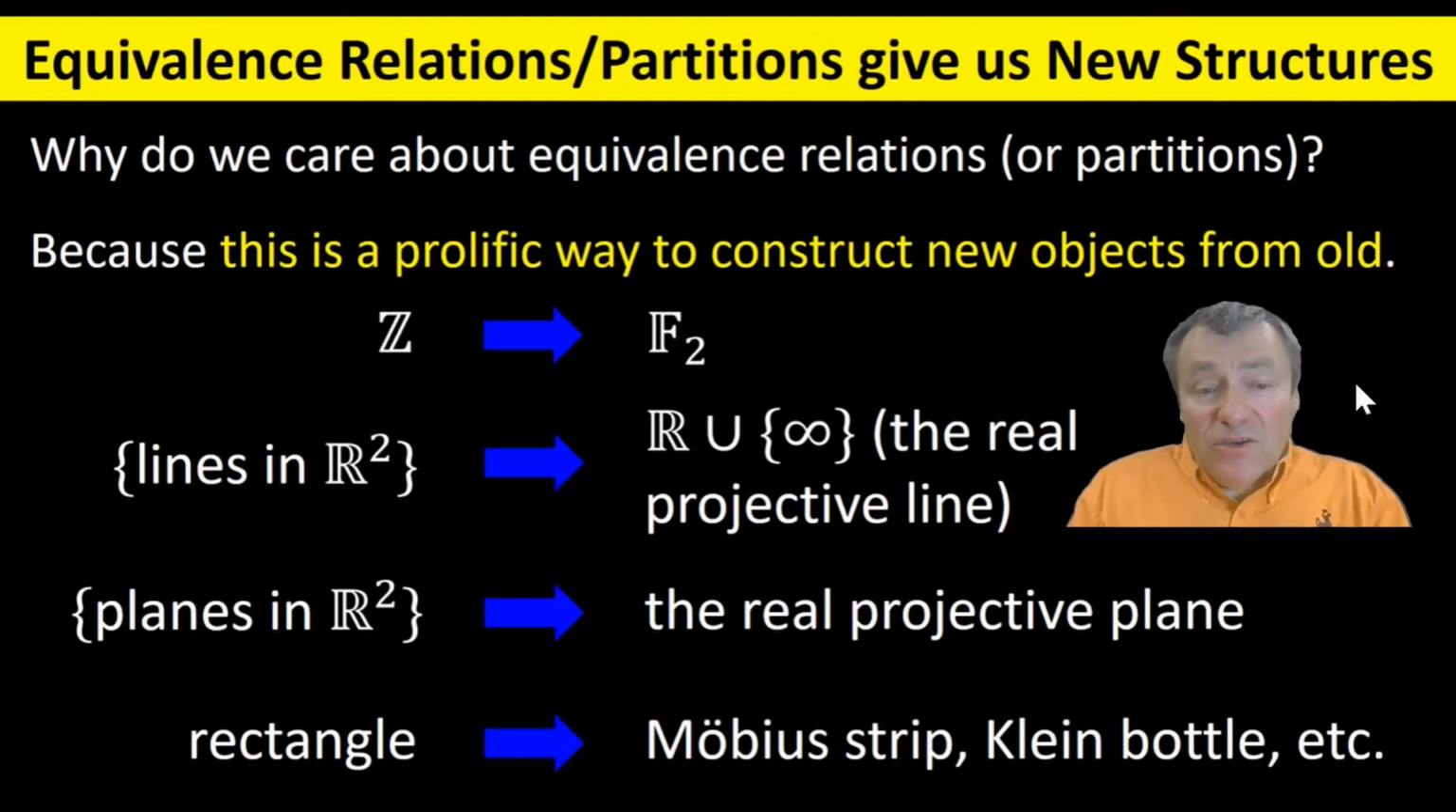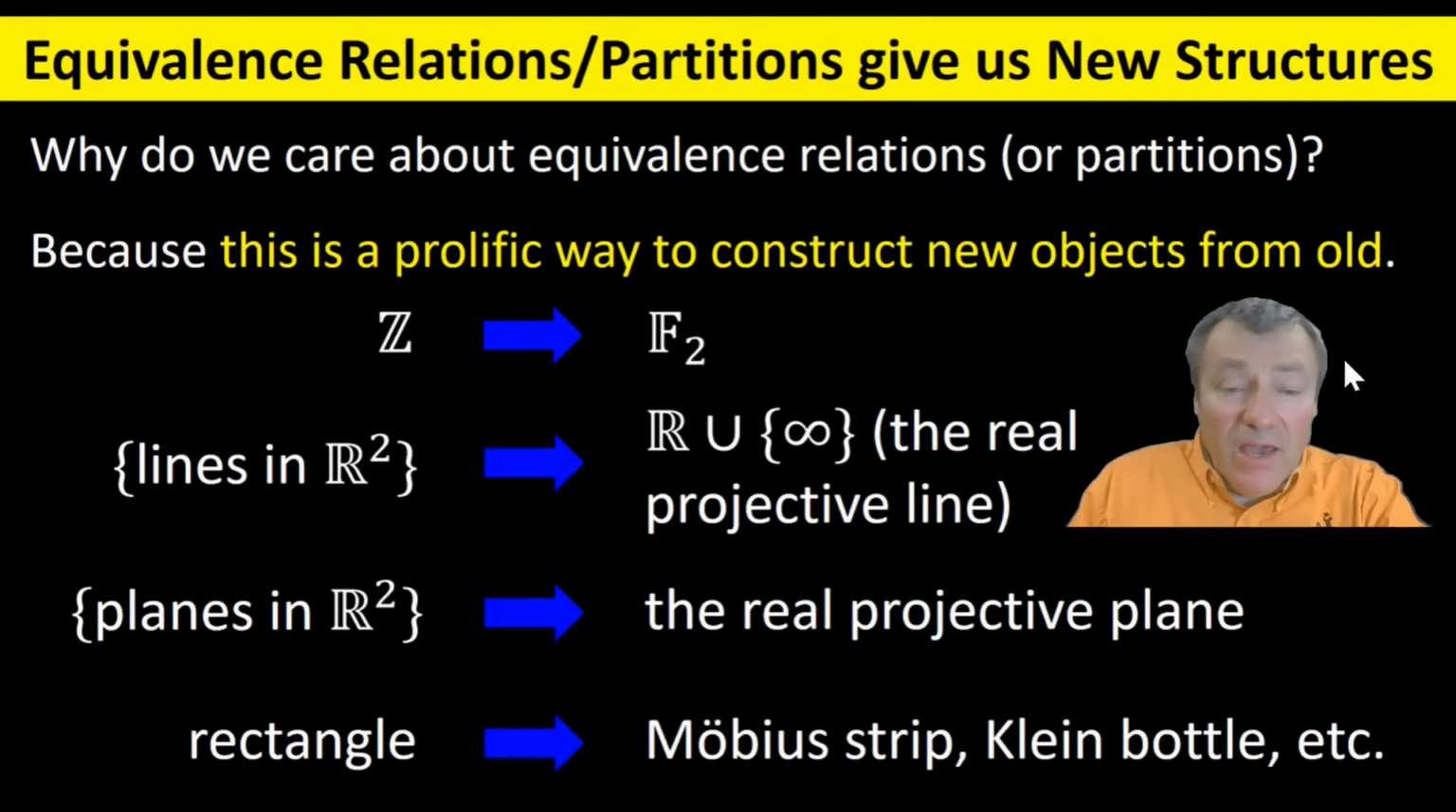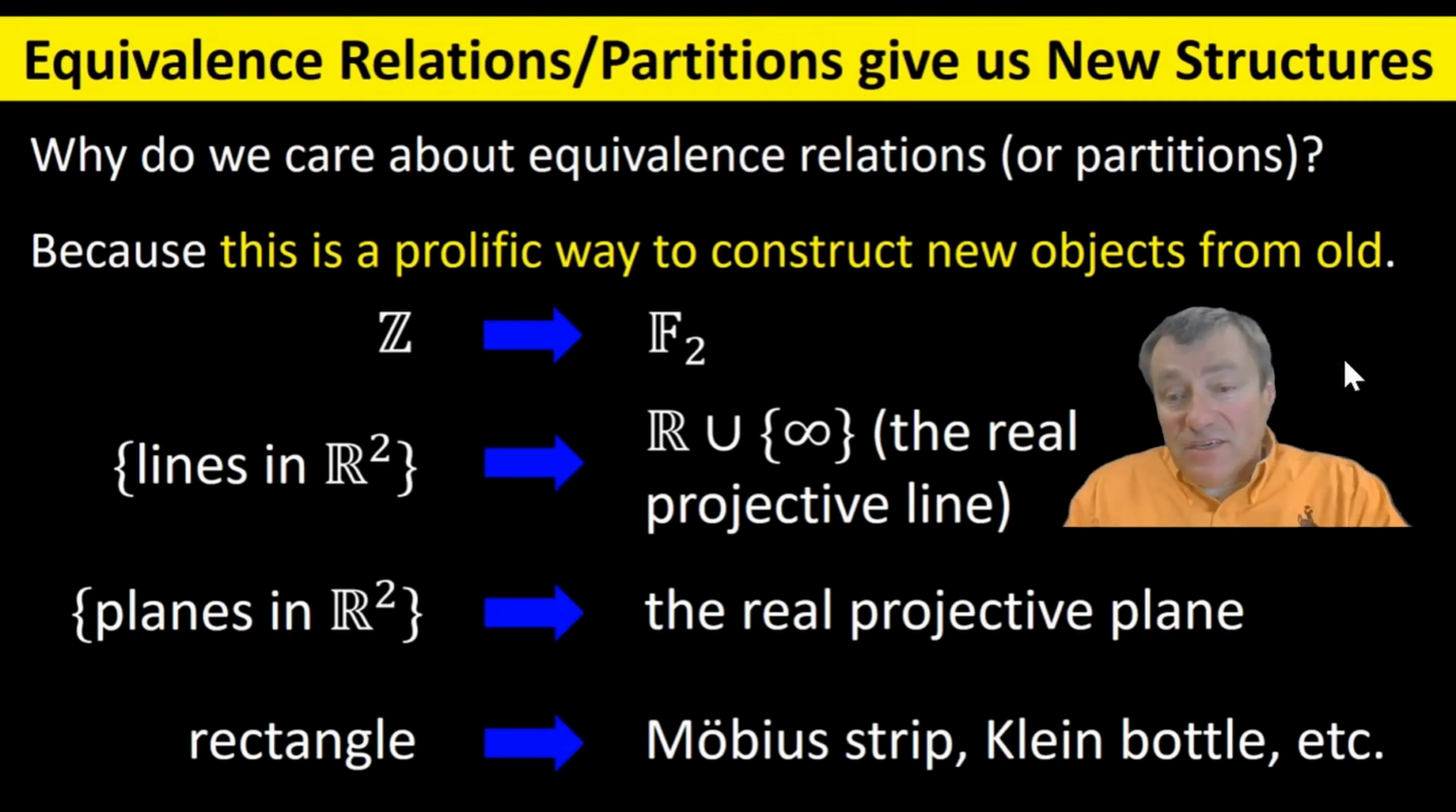But here's another bit of topology. You can take a rectangle and then put an equivalence relation on it to get all kinds of things, starting with a very humble Euclidean rectangle. You can impose an equivalence relation and get a Mobius strip. You can get a Klein bottle. You can get a torus, and so on, all kinds of new examples starting from something more basic.